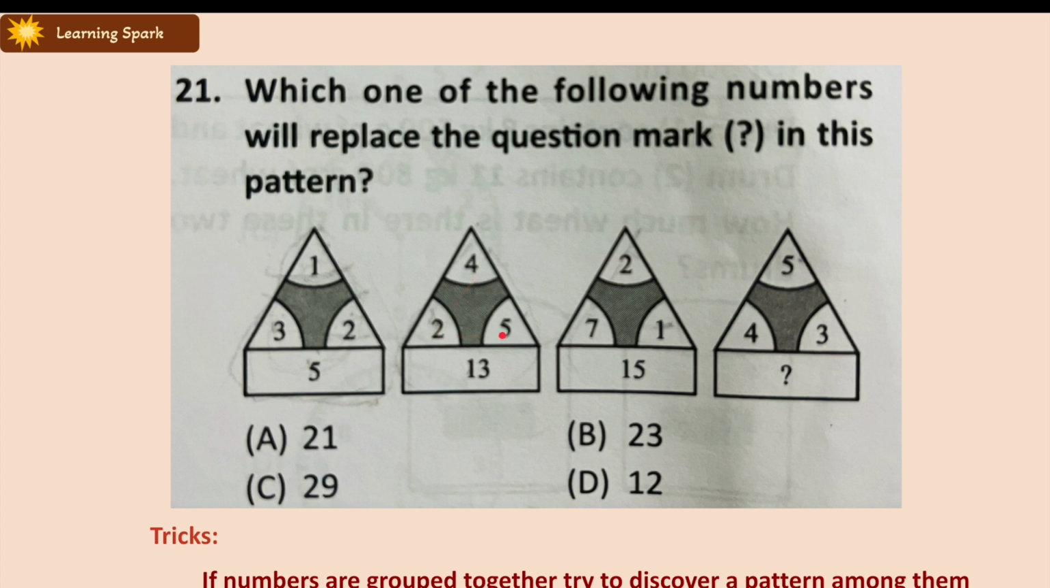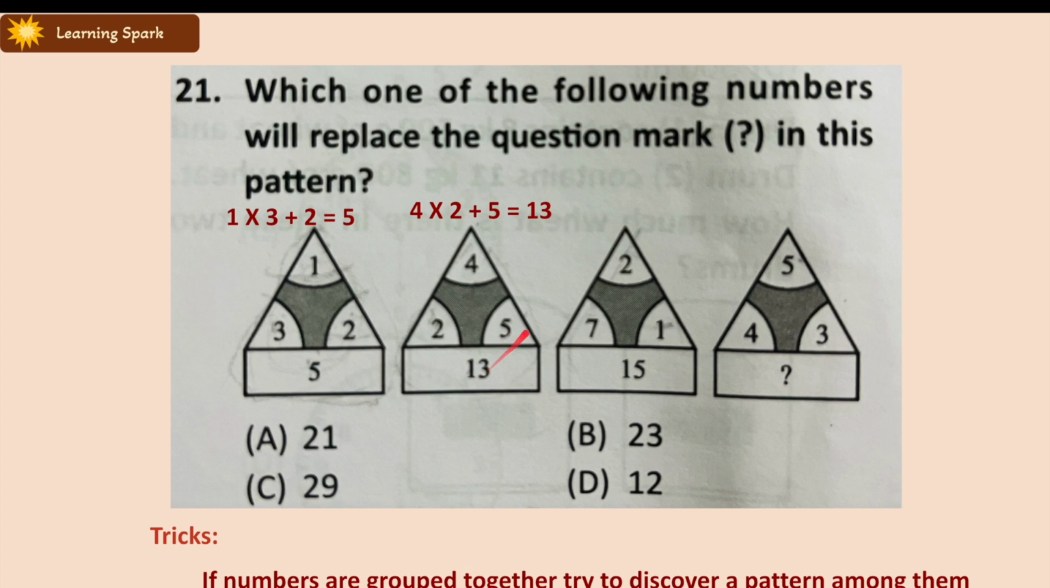4, 2, 5 should result in a pattern to get 13. So what is the pattern? Let's see. We just observe the numbers to find the pattern. So 1 into 3 plus 2 equals 5. Let's see whether the pattern matches here also. So 4 into 2 equals 8. 8 plus 5 equals 13. So if we follow this pattern, this number into this number plus this number becomes this number.